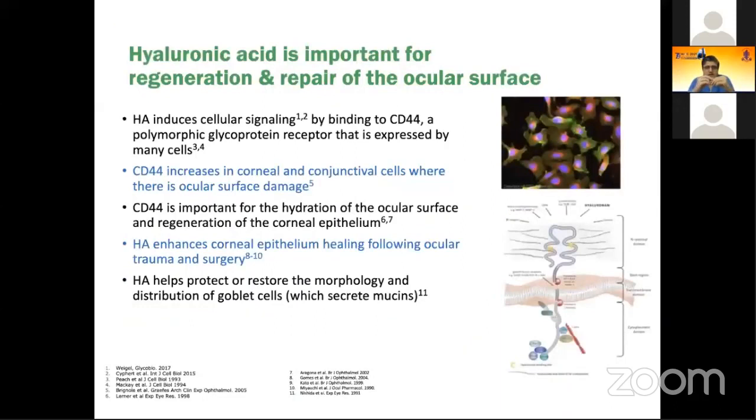We know that there is a CD44 receptor which gets upregulated whenever there is corneal injury or a wound on the corneal epithelial surface. We know that hyaluronic acid binds to the CD44 receptor and promotes corneal epithelial regeneration and provides hydration to the ocular surface, thus promoting the healing process.